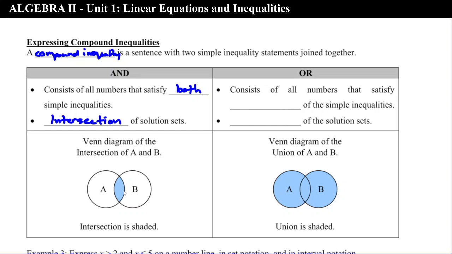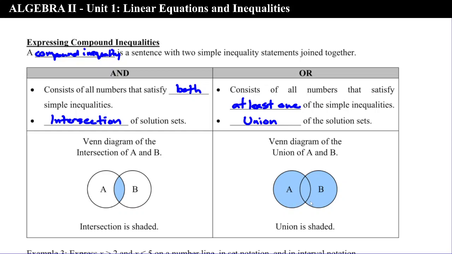Now, the other thing that can separate two of these inequality statements is an or statement. This consists of all numbers that satisfy at least one of the simple inequalities. In other words, we are talking about the union of solution sets. So here we are talking about everything. We take all the solutions from one inequality and we put it with all the solutions of the other inequality, and all of that together would be our solution for the compound inequality.